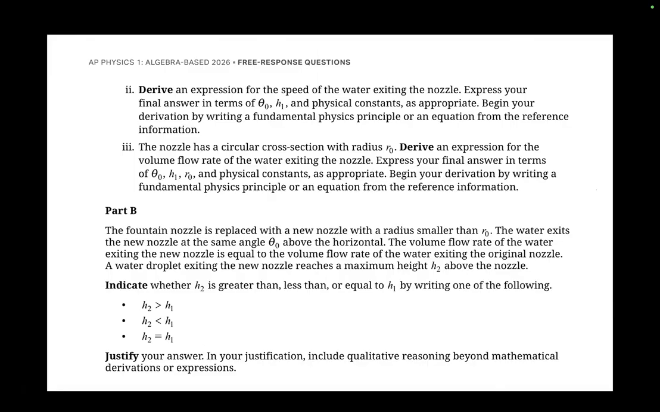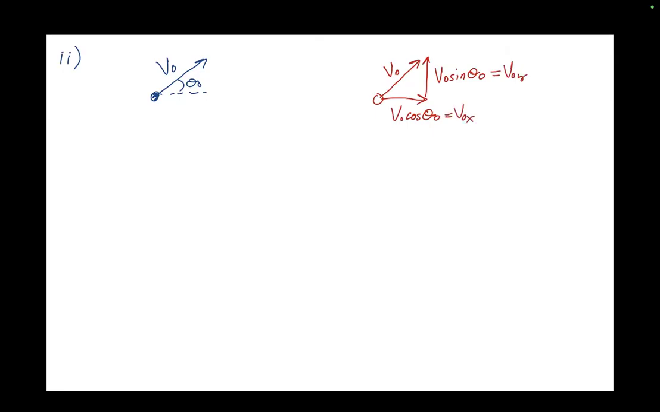Part i: derive an expression for the speed of the water exiting the nozzle. Express your final answer in terms of theta naught, h1, and physical constants as appropriate. We need to begin our derivation by writing a fundamental physics principle or equation from the reference information. Let's do that on a separate page. Our water droplet is exiting at a velocity of v naught at an angle theta naught, which breaks up into components: a horizontal component, v naught cosine of theta naught, and a vertical component, v naught sine of theta naught.